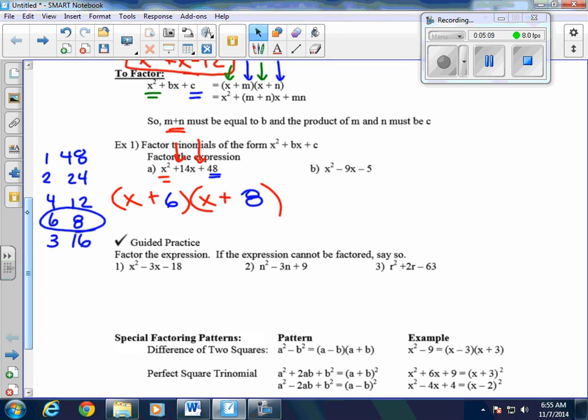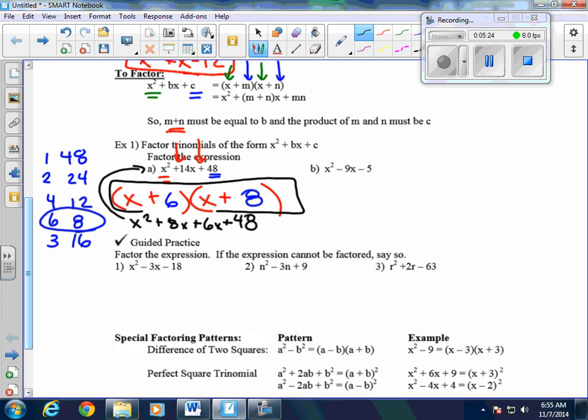And you can always double check to make sure you did it correctly. If you FOIL this, you're going to get x squared plus 8x plus 6x plus 48. Does that give us back our original? And the answer is yes. So here is our answer in factored form.